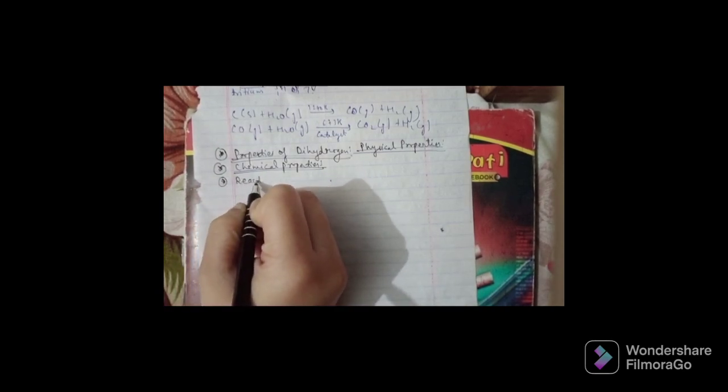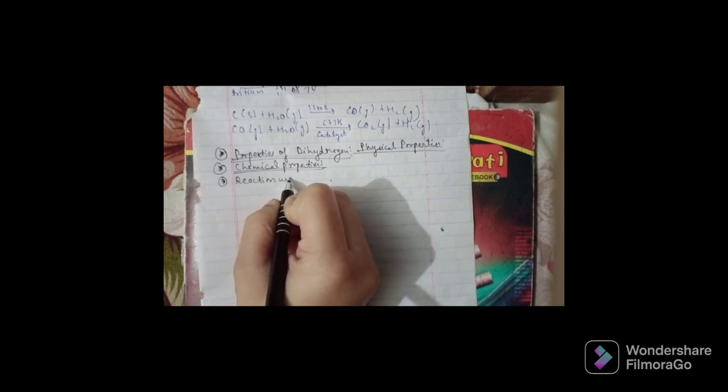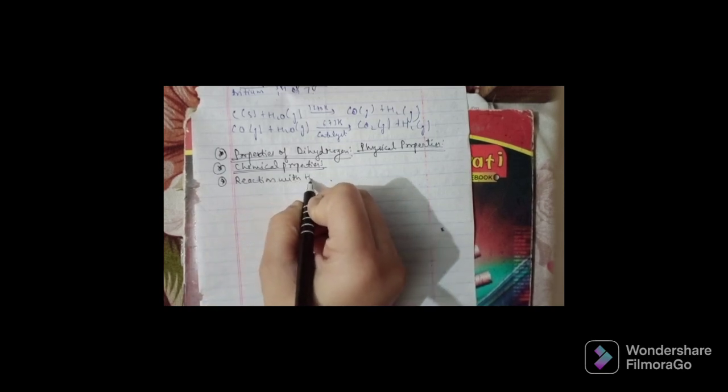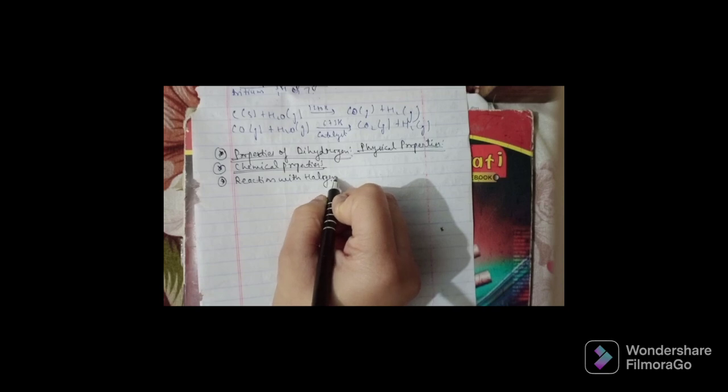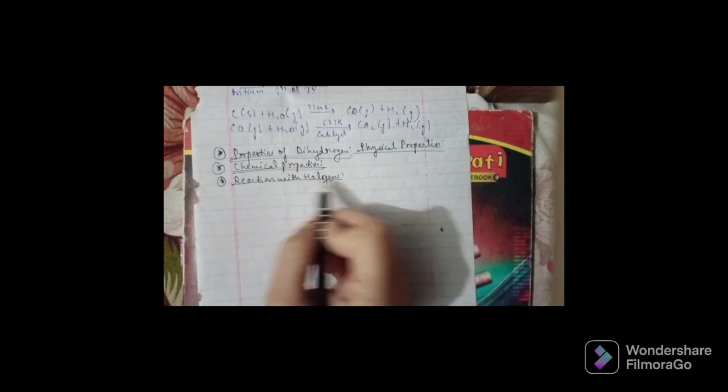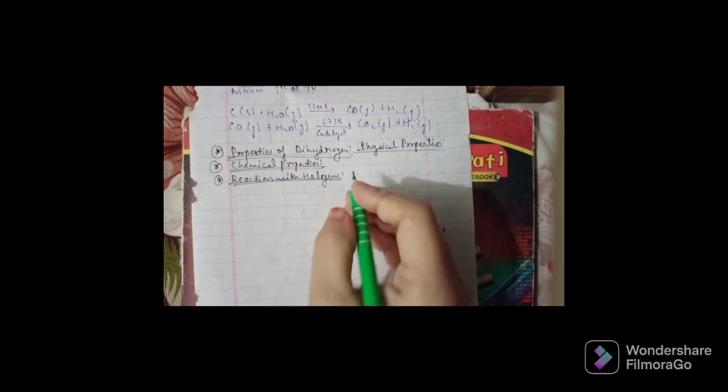Reaction with halogens. In terms of reaction with halogens, hydrogen reacts with the halogen X2 to give the hydrogen halide, which is HX.